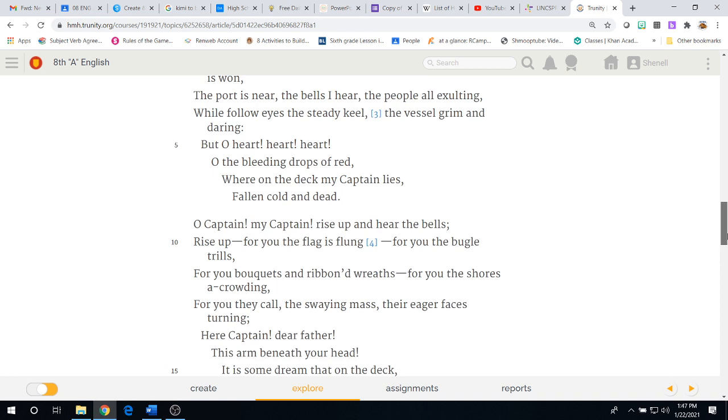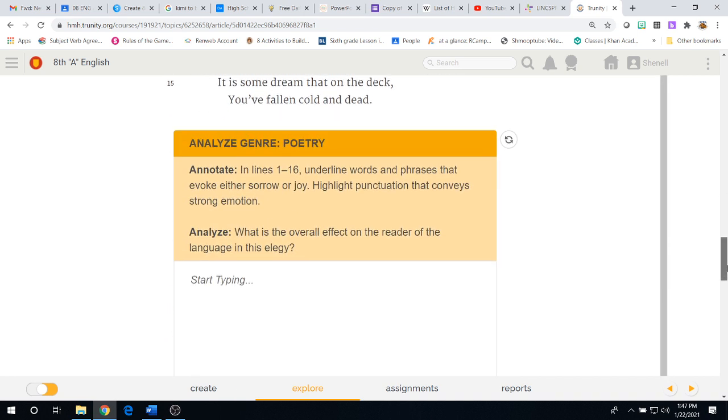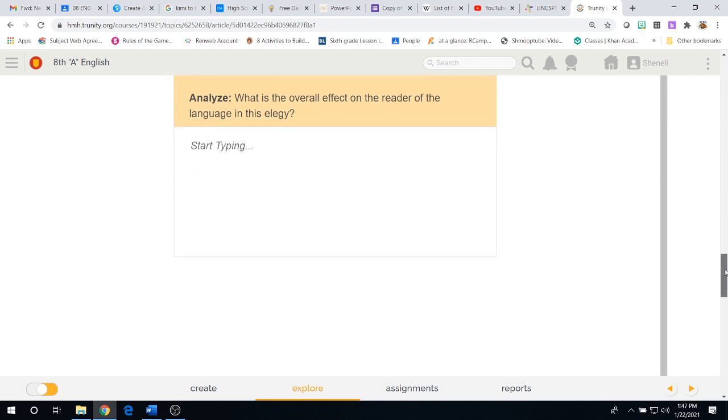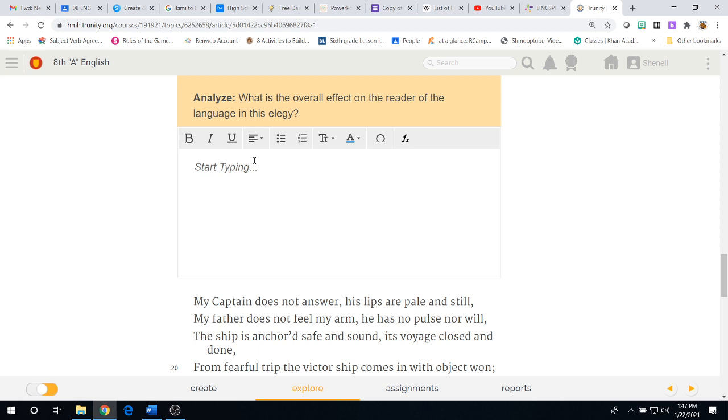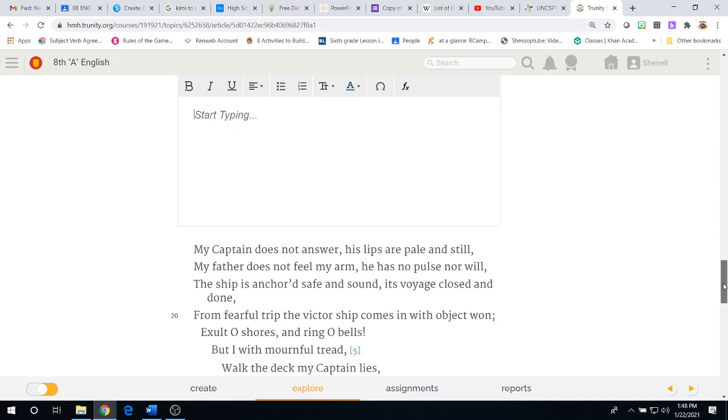So here we have the poem. I can't wait to hear you reciting it in class. We have our first annotation, which, remember, you have to do in the textbook. There's no annotating here on the online platform. In lines 1 to 16, underline words and phrases that evoke either sorrow or joy, and highlight punctuation that conveys strong emotion. Then you come back to the platform and answer the analyze question. What is the overall effect on the reader of the language in this elegy? Like, how does it affect you, basically?